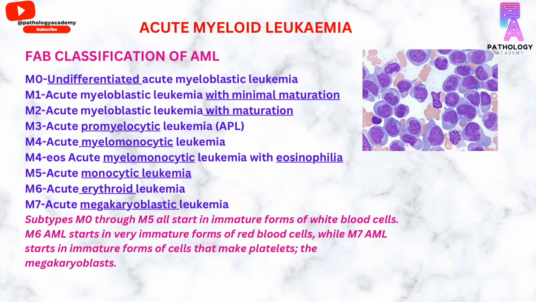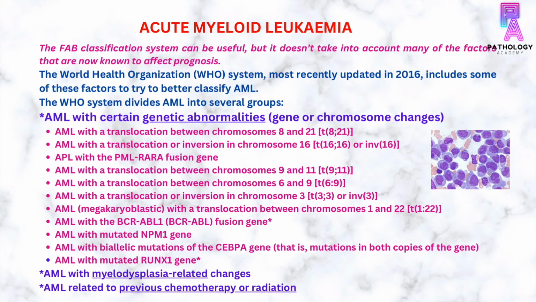AML has been classified by the French American British classification from classes M0 to M7. However, the WHO has included a lot of other factors in classifying AML, and here AML is classified into several types, which are AML with certain genetic abnormalities, AML with myelodysplasia related changes, AML related to previous chemotherapy or radiation, and AML which is not otherwise specified.